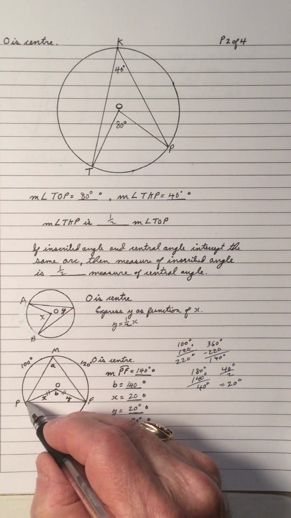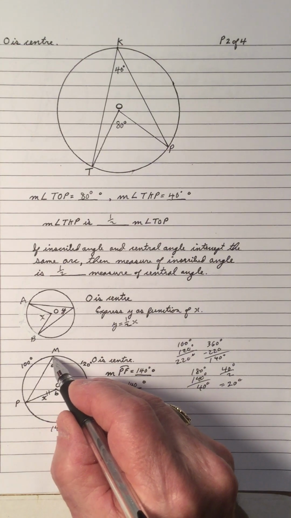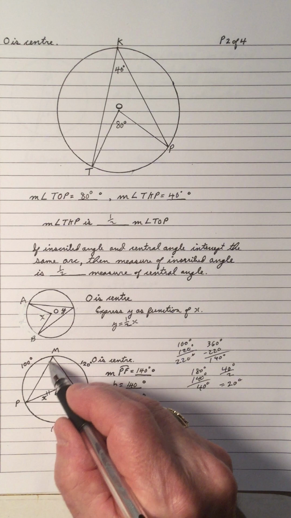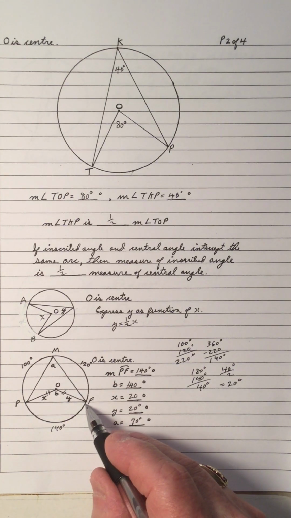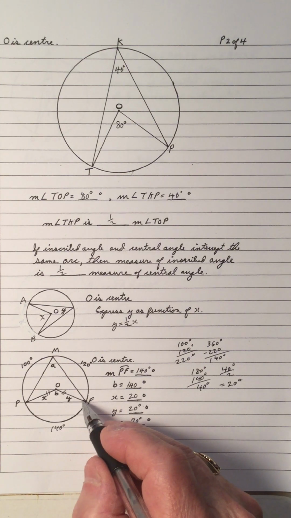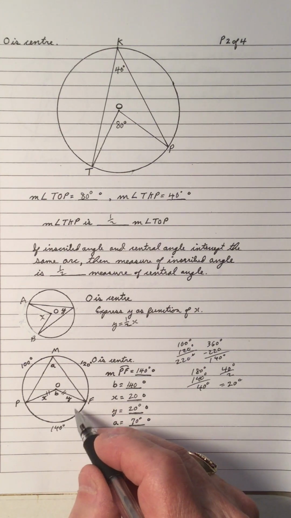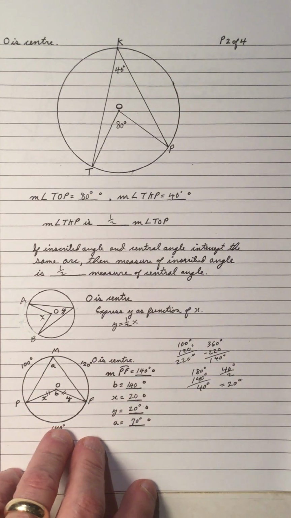This is an inscribed angle made of two chords with a common vertex. This inscribed angle right here is intercepting this arc. The central angle POF is also intercepting this arc. So the inscribed angle is half the central angle, which makes it 70.